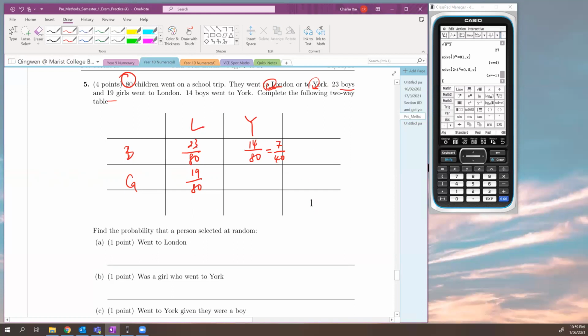Okay, let's work it out. 23 plus 19 is 42 out of 80, which is 21 out of 40. And double check.